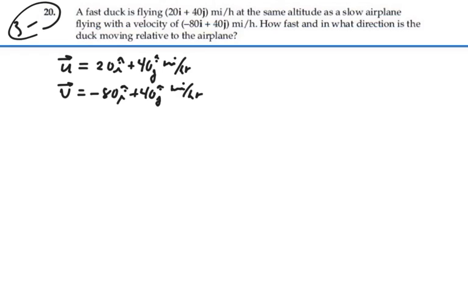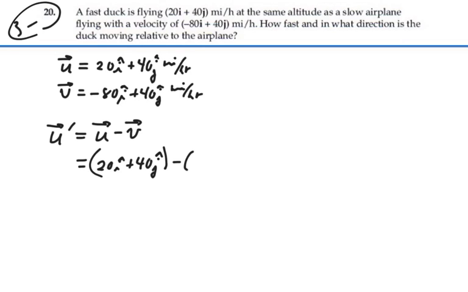To transform the event to the moving frame, we would have that the moving event, or the event as seen in the moving frame, will equal the event in the rest frame minus the relative velocity between the two frames. That'll give us a relative aspect to the event. So in this case, that's going to be 20 I plus 40 J minus our relative velocity between the two frames, negative 80 I plus 40 J.